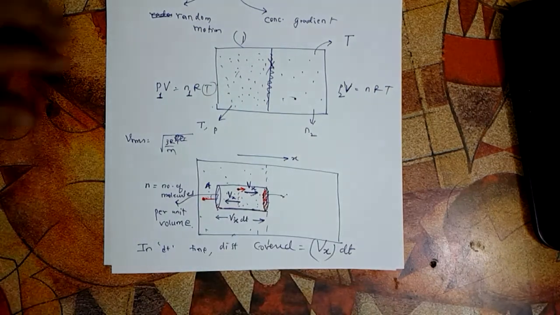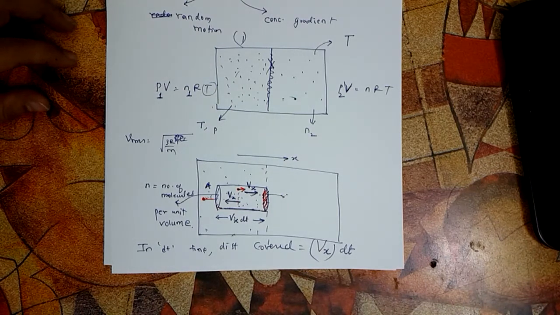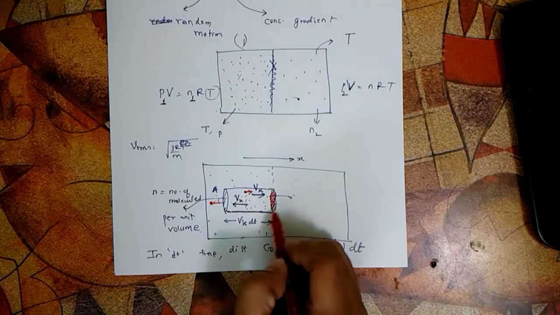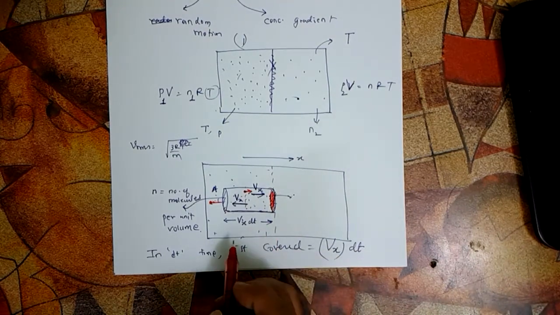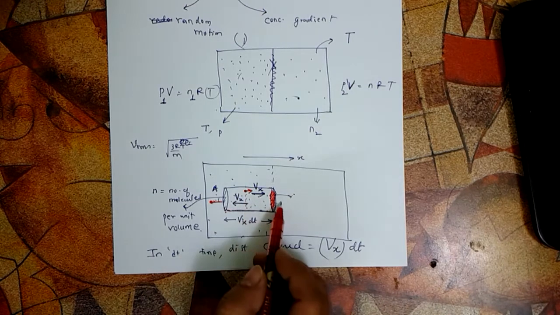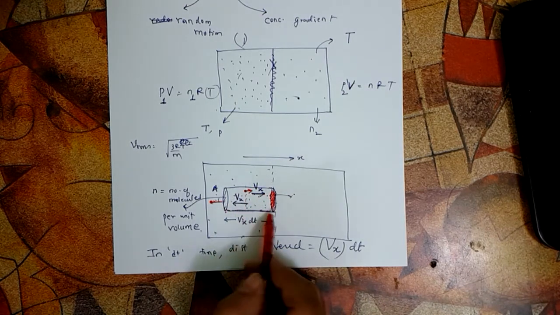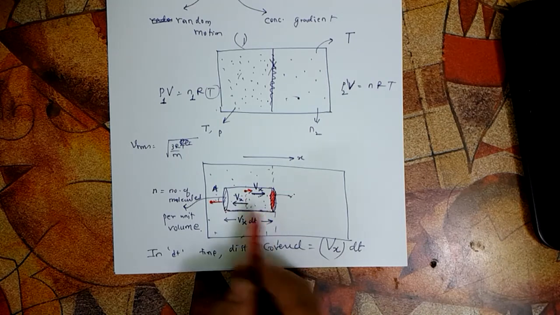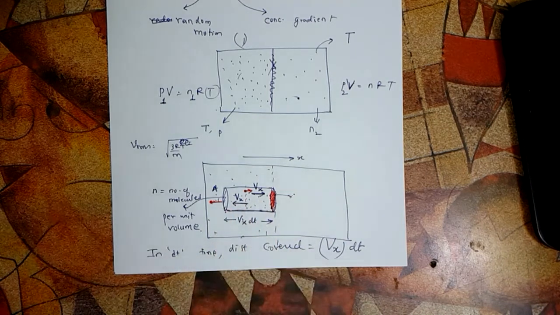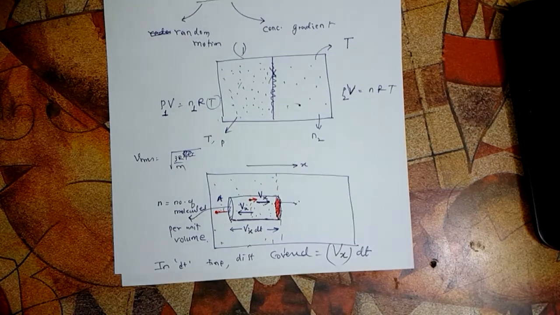So what can we say? Which molecules will be able to cross this red cross section in dt time? Whichever are at a distance lesser than or equal to Vx dt, isn't it? So can we say all of these molecules? Well, half of these molecules are moving in the opposite direction, so they won't be crossing. So we can roughly say that half of the molecules will. Alright? Okay.